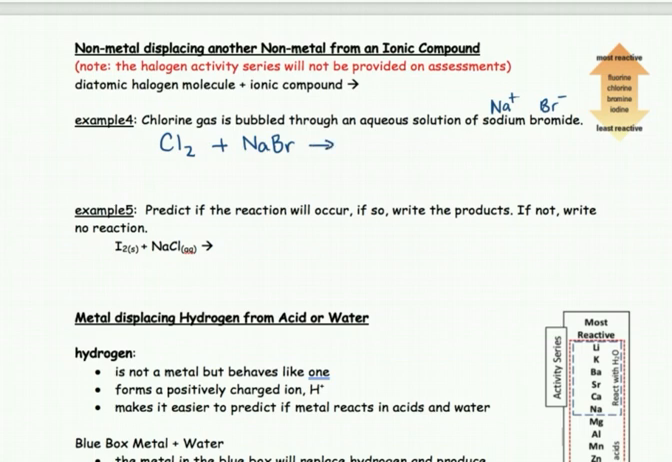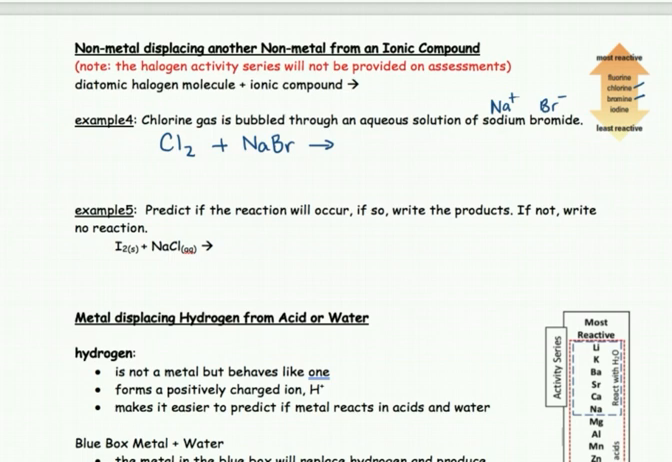Let's take a look at our activity series here on the side. We have chlorine here, bromine here. Chlorine is higher. It's trying to come in and boot out bromine. This is going to happen because chlorine is more reactive. It's higher up on the activity series.